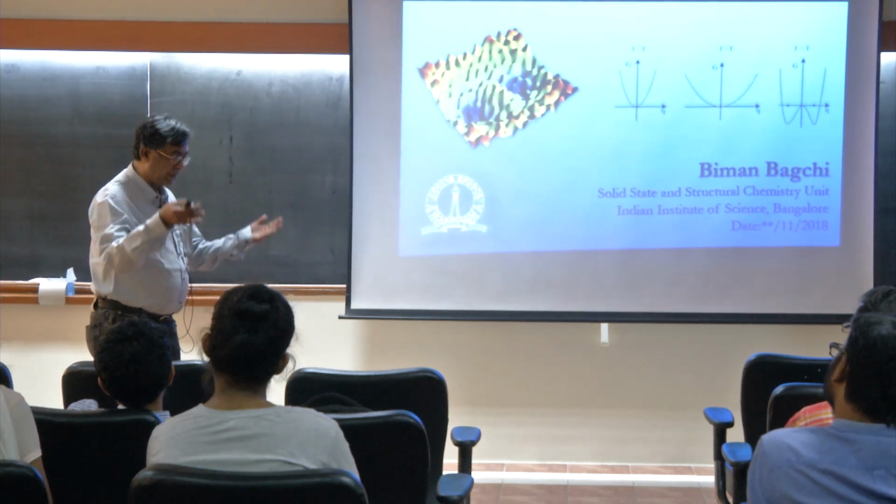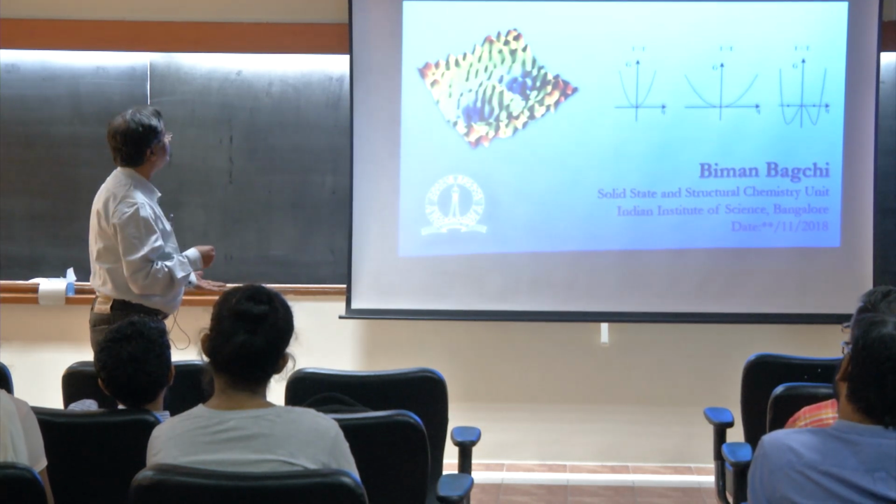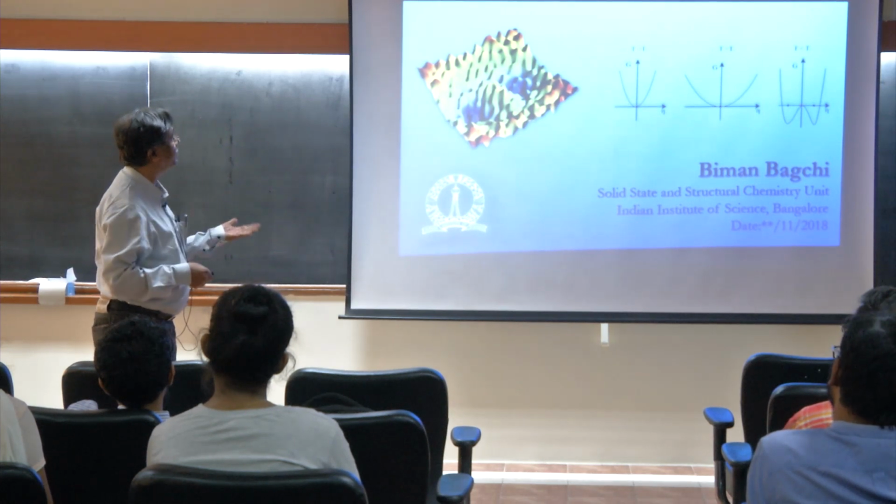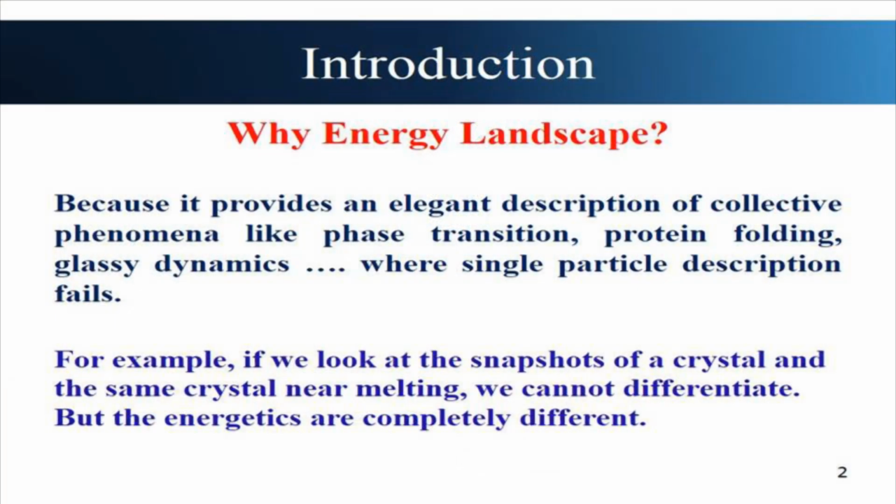However, there is an intermediate level description, which is the energy landscape. It started a long time ago, but it has now become very popular, for reasons you will see. So, what is an energy landscape? It is an elegant description of collective phenomena, macroscopic phenomena like phase transition, protein folding, glassy dynamics, many things, where if you try to explain these things at the level of a single particle, that does not work. You cannot explain why ice melts.